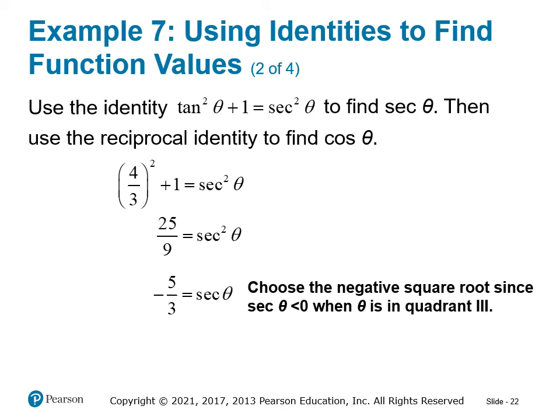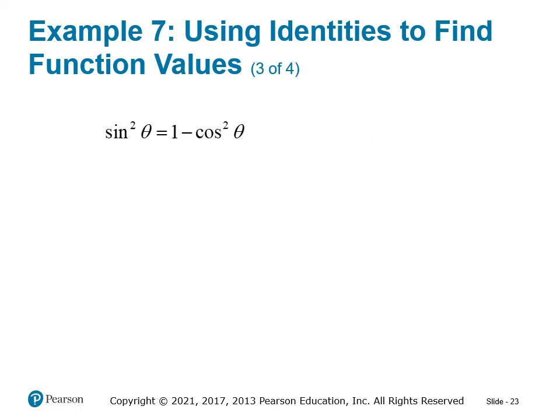And so when we take the square root of the numerator and the denominator, we get plus or minus 5/3. And remember that since cosine is going to be negative, its reciprocal will also be negative because we're in quadrant 3. So since secant equals negative 5/3, then cosine is going to be its reciprocal, or negative 3/5.